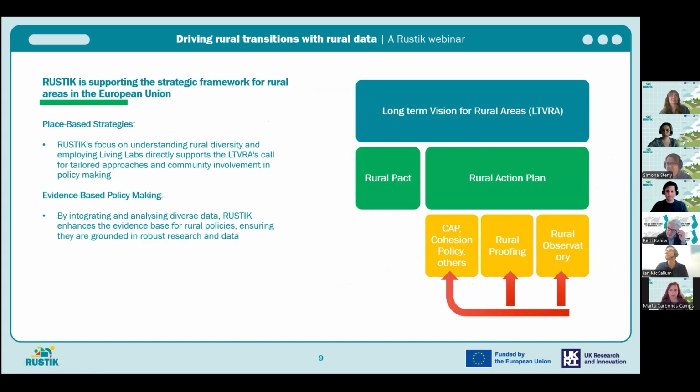And last, I just wanted to outline how our project contributes also to the objectives in the long-term vision for rural areas. And this has been done, first of all, by focusing on understanding rural diversity better and employing a living labs approach. Through this, we support the call for tailored approaches and community involvement in policy making, so focusing on place-based strategies. And the second part is we also support evidence-based policy making by integrating and analyzing diverse data, and so ensuring that policies are based on robust data. This is the project in short.